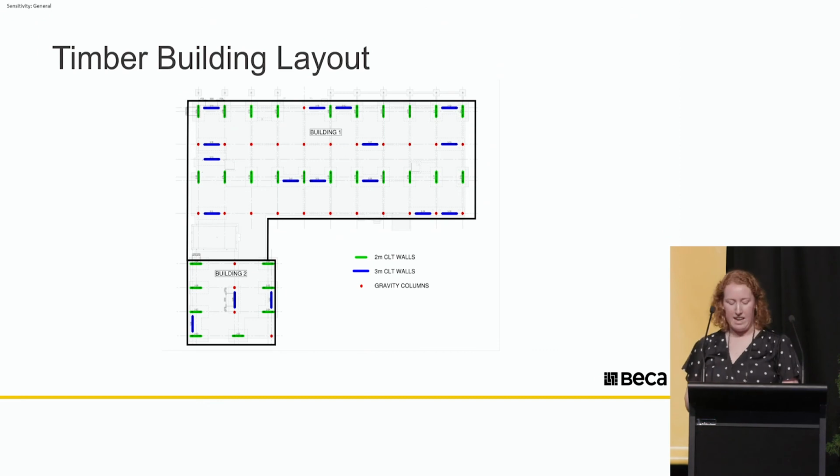And here is the final layout that we had. As you see, we managed to maintain the consistent grid in one direction. We allowed some flexibility in the other direction by making sure that in building one, a third of the blue walls were in each quarter.